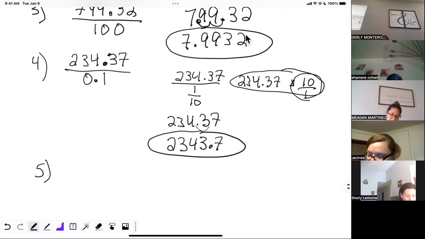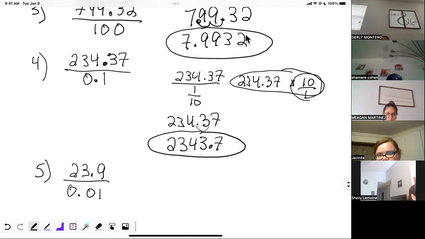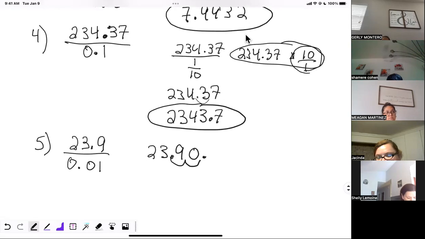Number 5. 23.9 divided by 0.01. This time you don't really count the zeros, you count how many decimal places. So this is going to be almost like multiplying by 100. I have 2 decimal places, so it becomes bigger by 2 decimal places. So 23.9, I'm going to move it 2 decimal places. The decimal place is going to be at the end, which means we don't need it. So the answer would be 2,390.